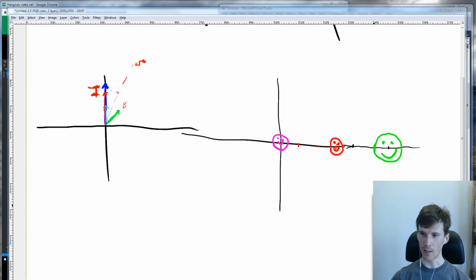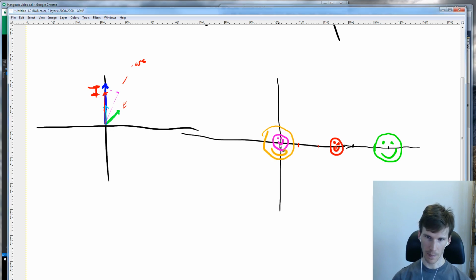Whereas if we had scaled it by 2, it will scale by 2 and end up like that, and then we translate it by 3. It ends up still twice as big, but it ends up here.